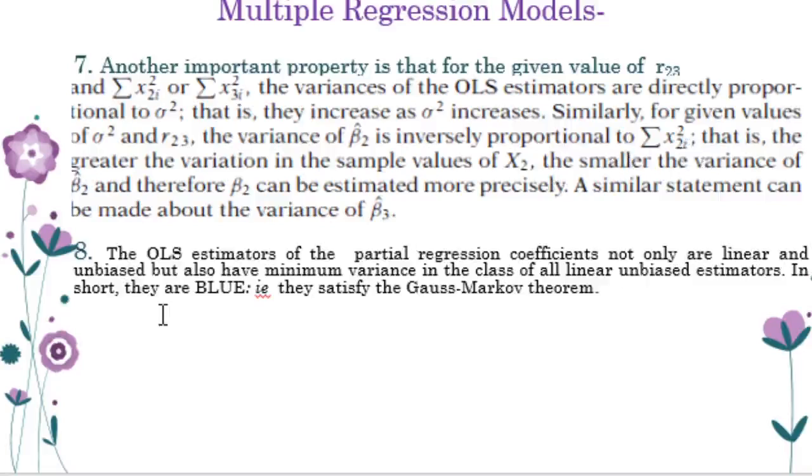And the next important property is that the OLS estimators of the partial regression coefficients are not only linear and unbiased but also have minimum variance in the class of linear unbiased estimators. That is, the OLS estimators of the partial regression coefficients also follow the BLUE property, or the Gauss-Markov theorem.